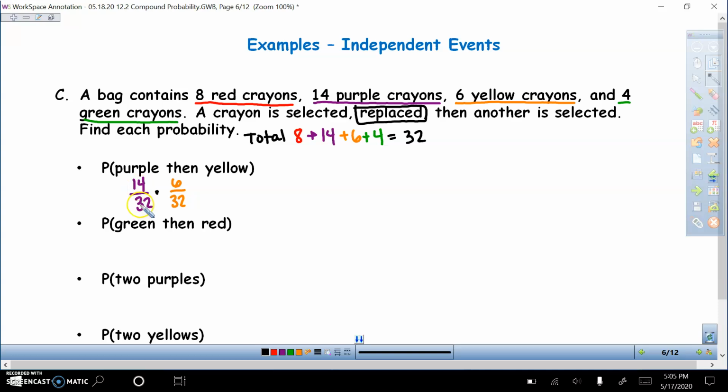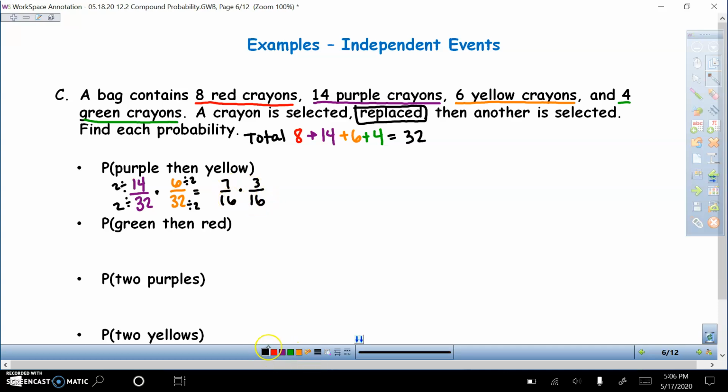So 14/32, both the numerator and the denominator are divisible by 2. So I'm going to simplify that down to 7/16. And then 6/32, both the numerator and the denominator are divisible by 2. So that simplifies down to 3/16. So again, slightly smaller numbers. And then what this means is you will not have to simplify in the end because nothing simplifies any further.